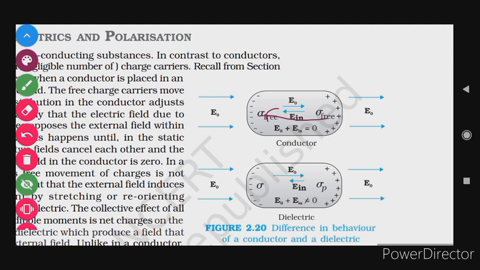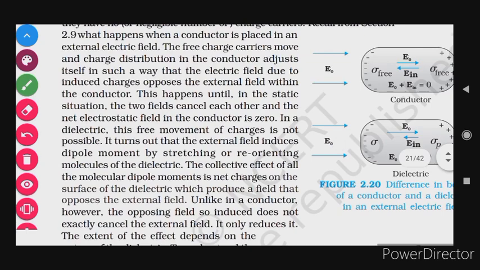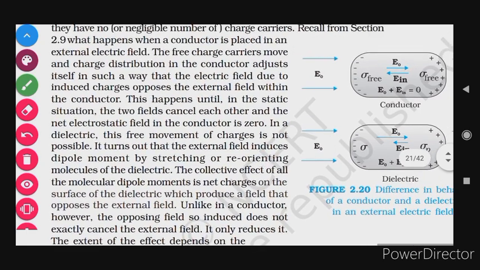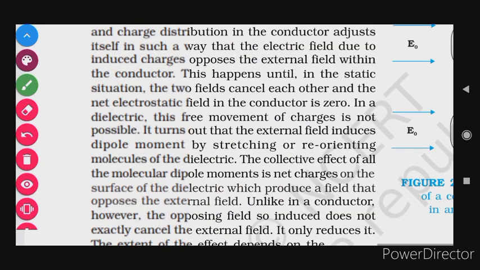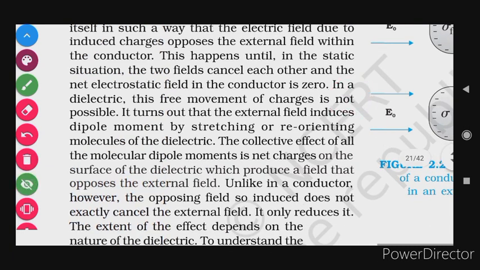So what is the net electric field inside the conductor? That is zero. We have already studied this. So the charge is distributed in such a way that the electric field is zero inside the conductor. This happens until, in the static situation, the two fields cancel each other and the net electrostatic field in the conductor is zero. In a dielectric this free movement of charges is not possible.